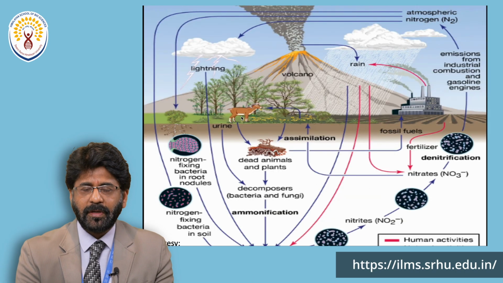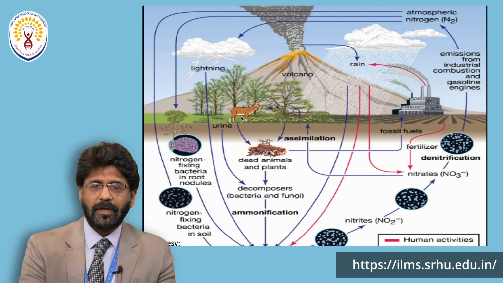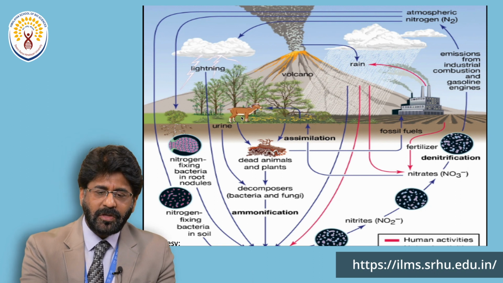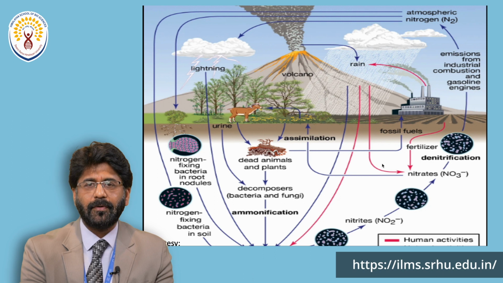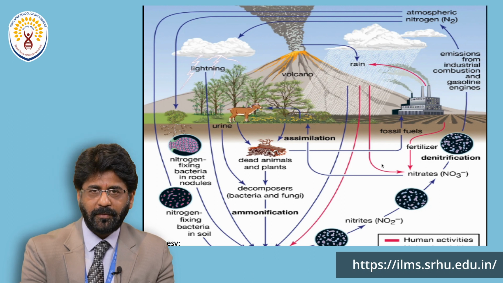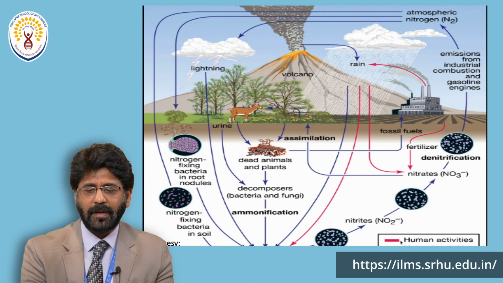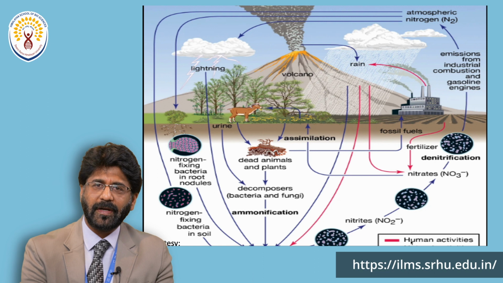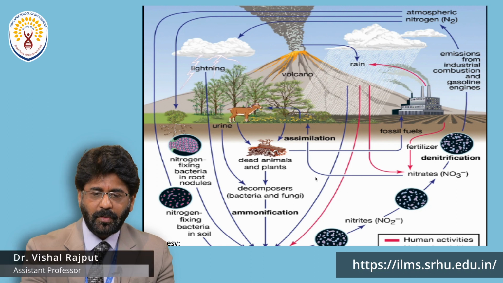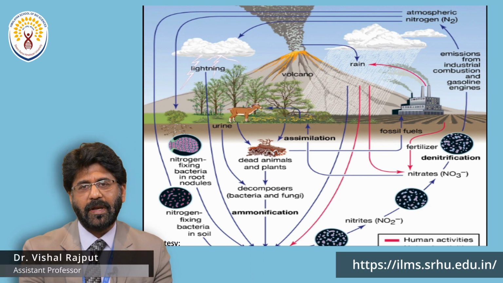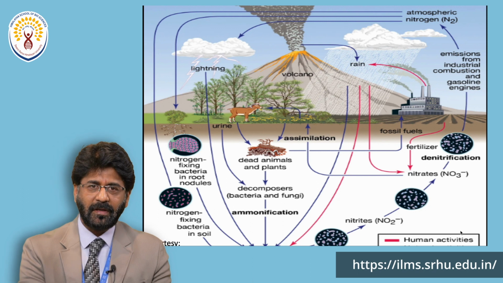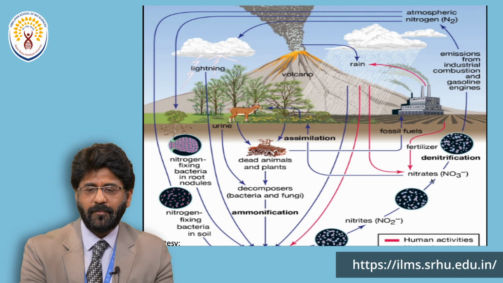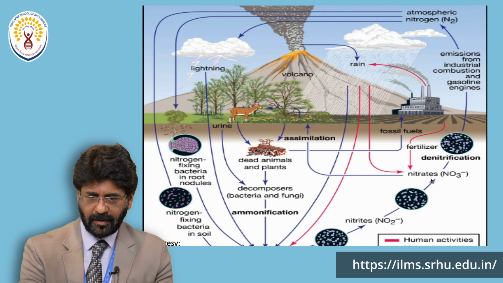This is the pictorial representation of the nitrogen cycle. Here you can see two different types of arrows showing a movement from one aspect to another. The red ones are the movement of nitrogen because of human activities, and the blue, darker ones are the natural activities. They are taking place in the movement of nitrogen from one sphere to another.